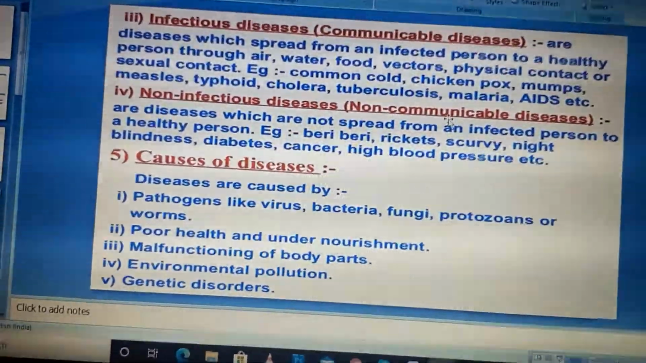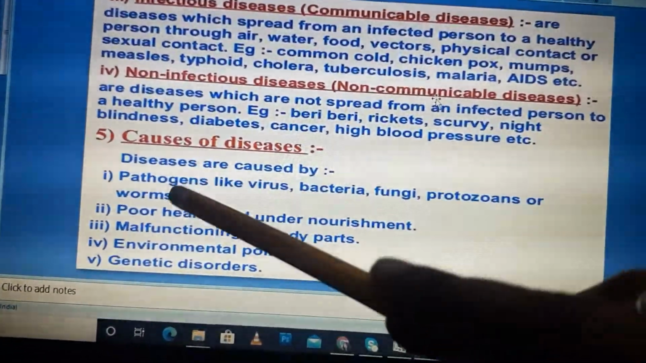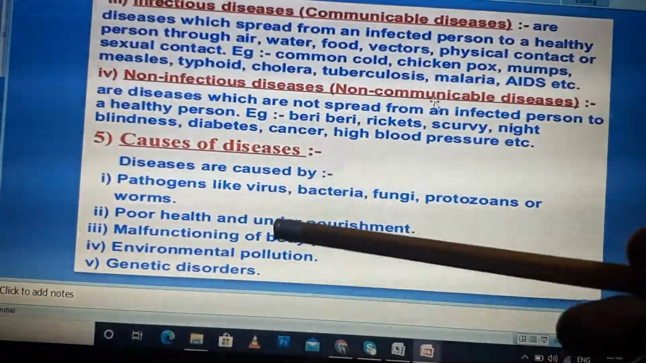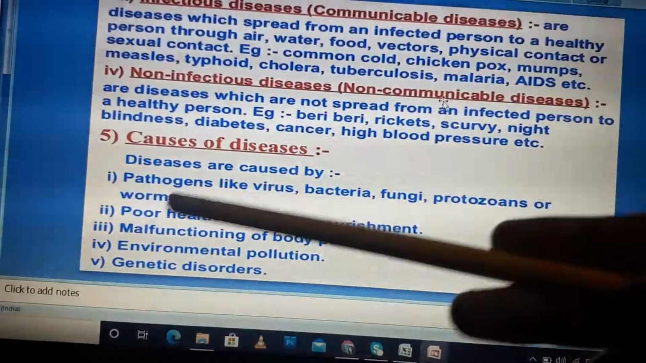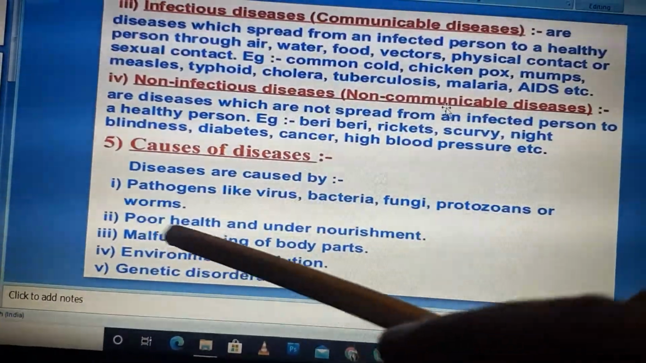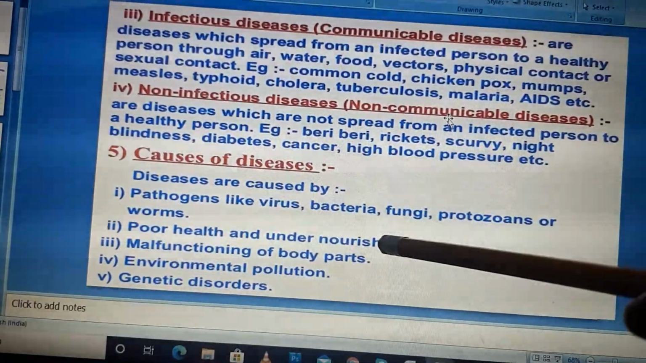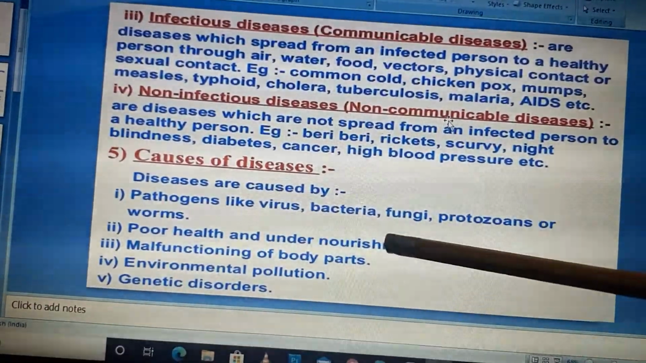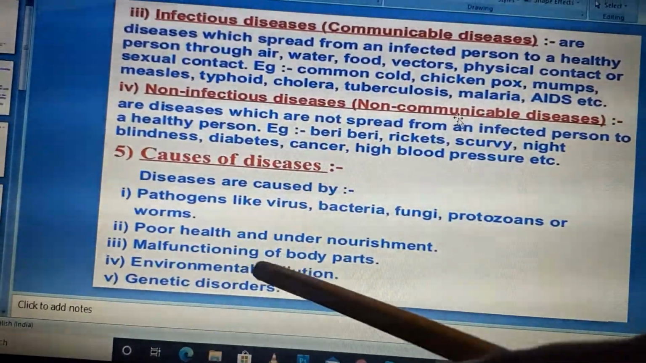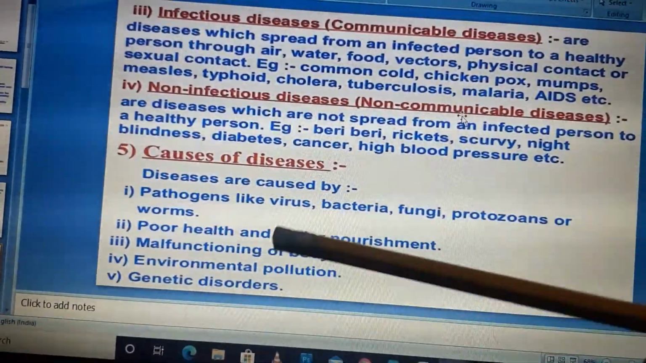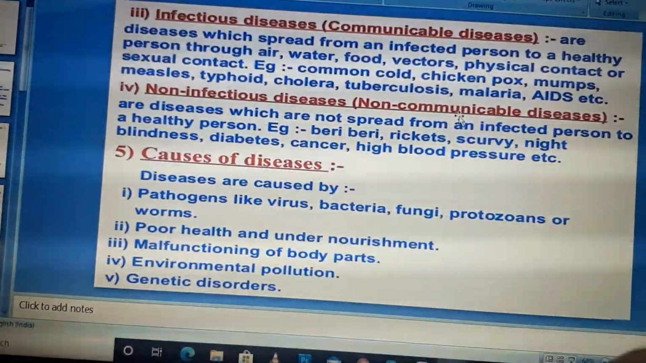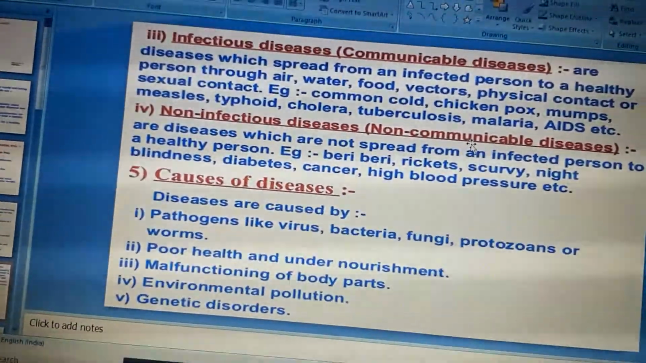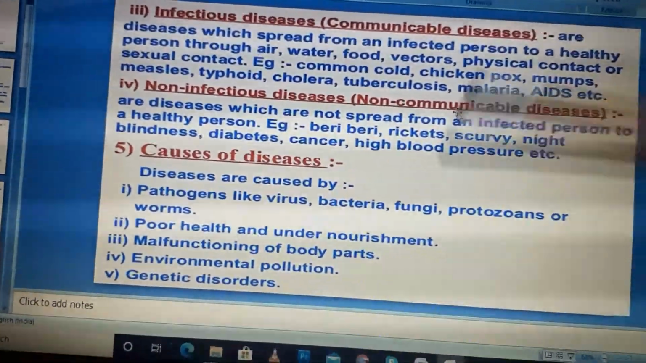Now, what are the causes of disease? Diseases are caused by pathogens. These pathogens are microorganisms like virus, bacteria, fungi, protozoans, and worms. Also, disease can be caused by poor health or undernourishment, which makes the body malnutritious. Malfunctioning of a body part, when a body part doesn't work properly, leads to disease. Other causes are environmental pollution and some genetic disorders. Genetic disorders are disorders which are passed on from one generation to another.